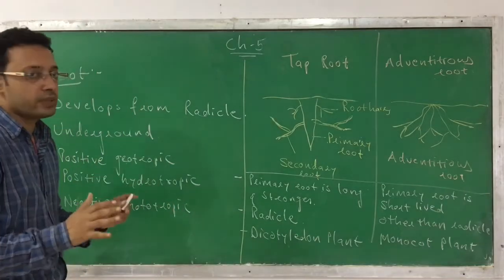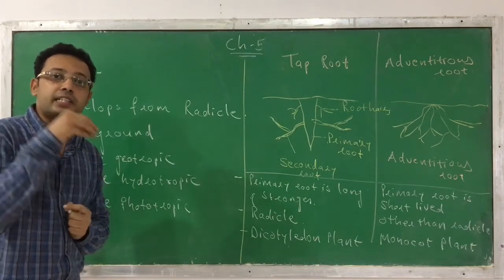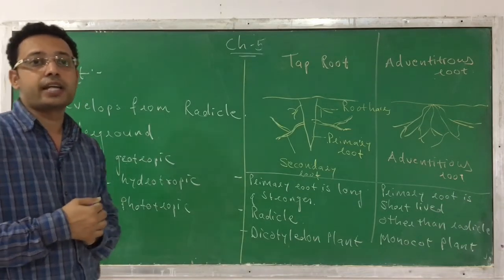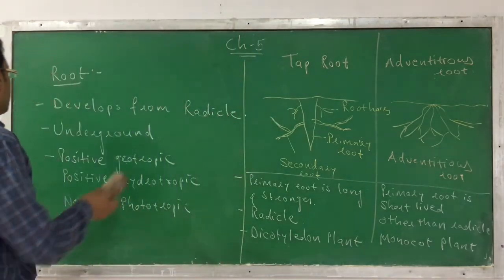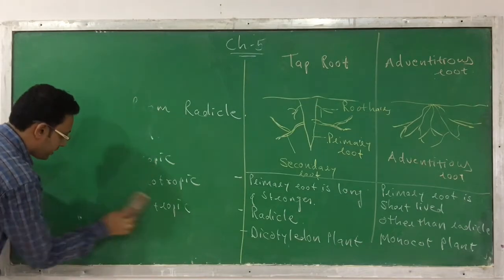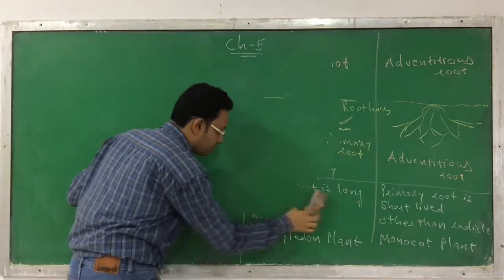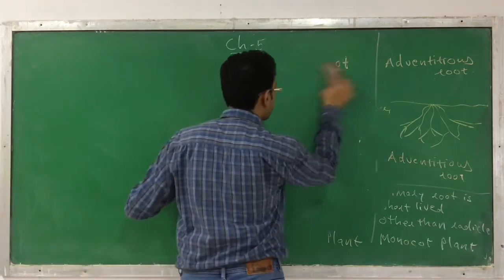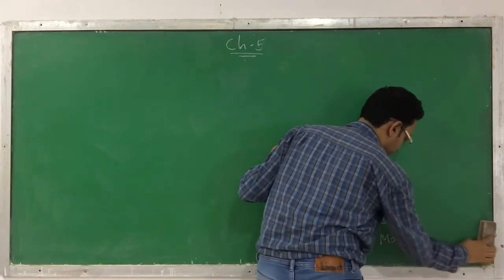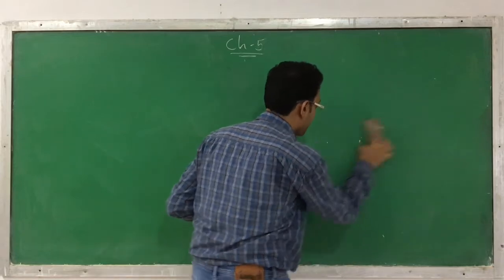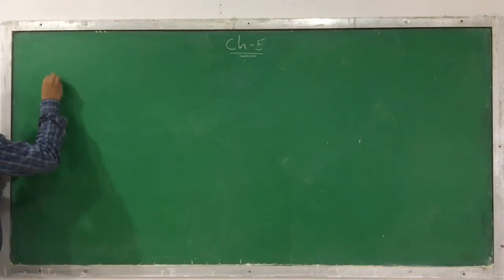I hope you are clear with the general characteristics and the different types of root present in a flowering plant or angiosperm. Now let us discuss their structures. In the structure of a root there are different regions. So now we are going to start with the regions of the root.